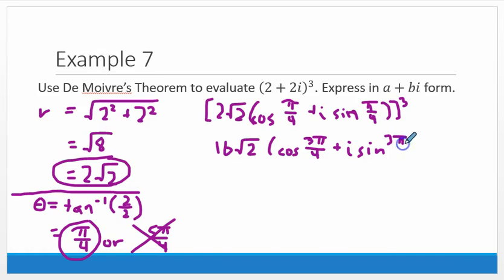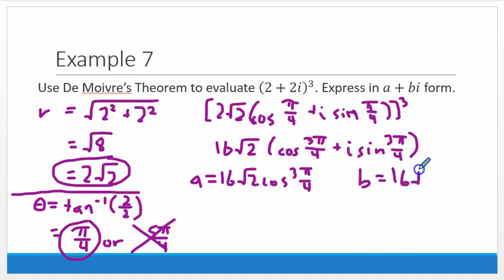So if they had asked for the answer in trig or polar form, we would be done. We have applied the exponent to both the r value and to the theta values. But this one asked us to express our answer in standard form again. So for this particular problem, I need to do that distributing process again, basically. So a is going to come from evaluating 16 root 2 times cosine of 3 pi over 4. And b is going to come from evaluating 16 root 2 times sine of 3 pi over 4.